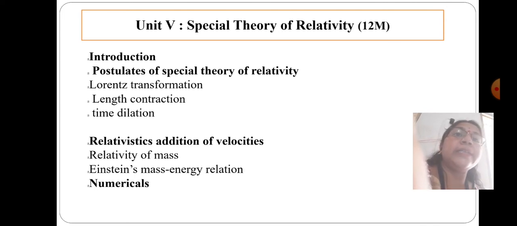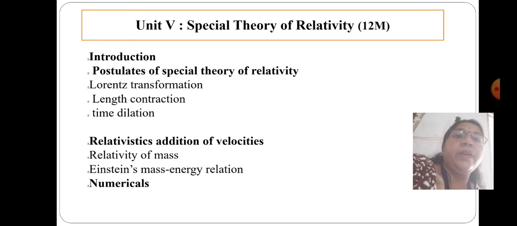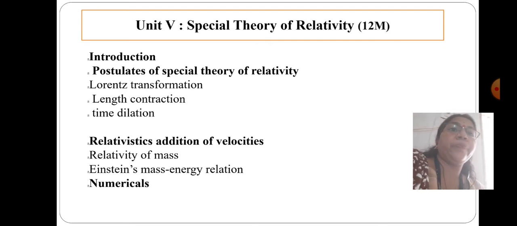Now this is unit number 5 that I will take, the special theory of relativity. It includes its introduction, then postulates of the special theory of relativity, then Lorentz transformation, the length contraction concept, then time dilation, relativistic addition of velocities, relativity of mass, Einstein mass energy relation and its numericals.